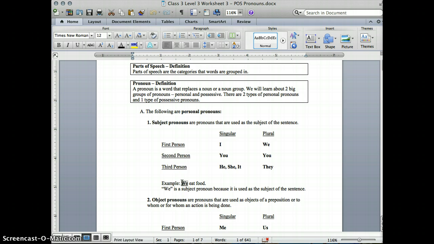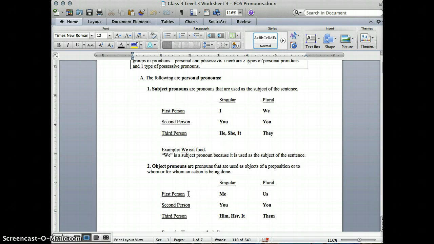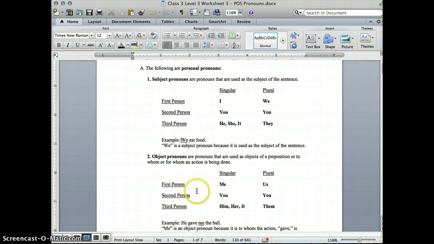So these specific pronouns can only be used in the subject. They cannot be used anywhere else. They can't be used in the predicate. They can only be used in the subject. Now we are going to move on to the second type of personal pronoun called object pronouns.